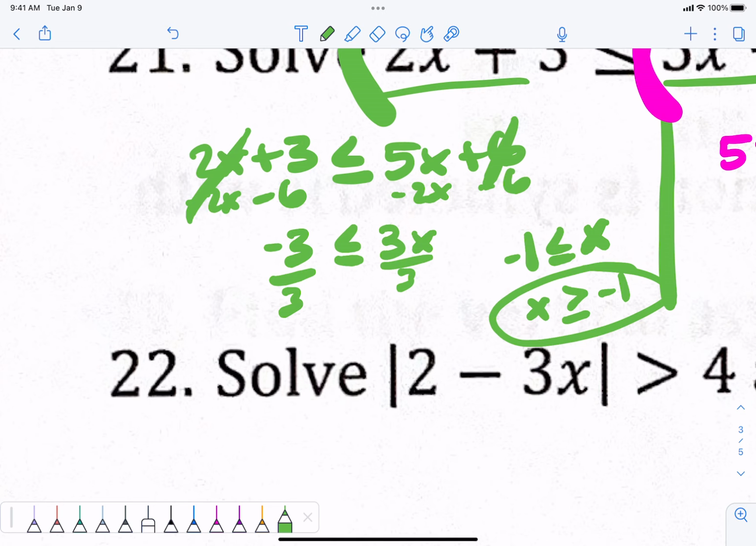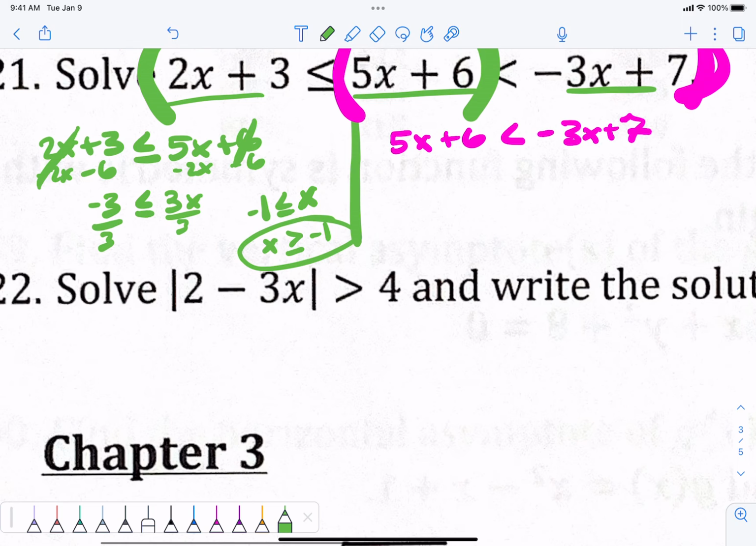Okay, there's that. Go to the second part. Can we add the 3x over? Plus 3x, and then minus a 6. 2x is, sure, less, sure.